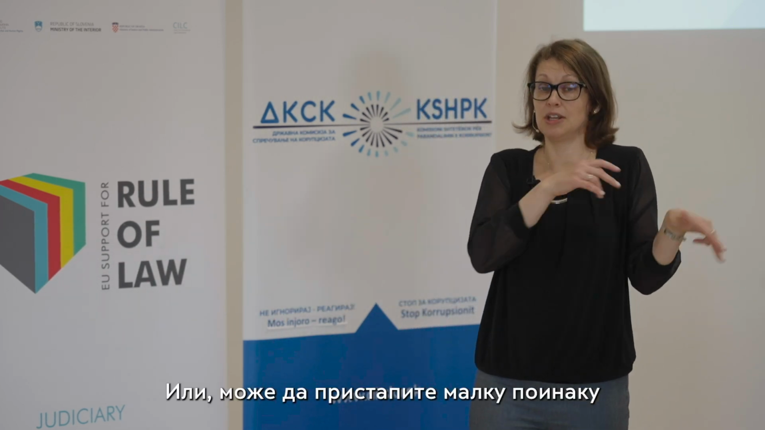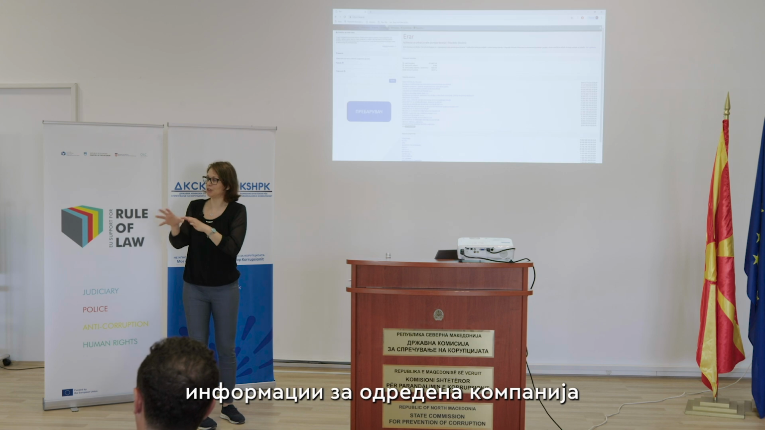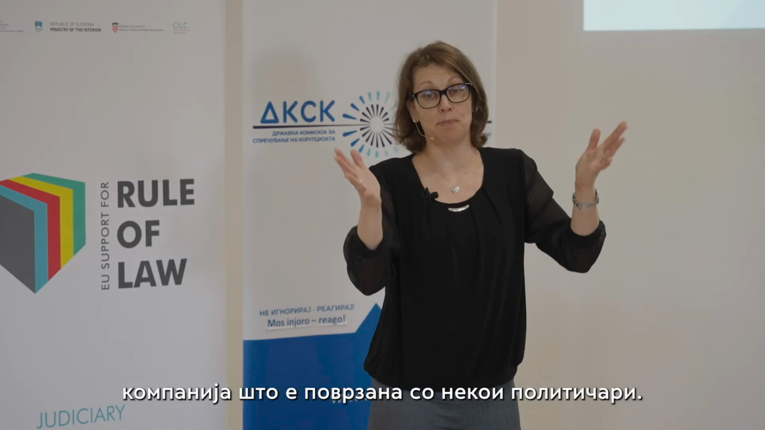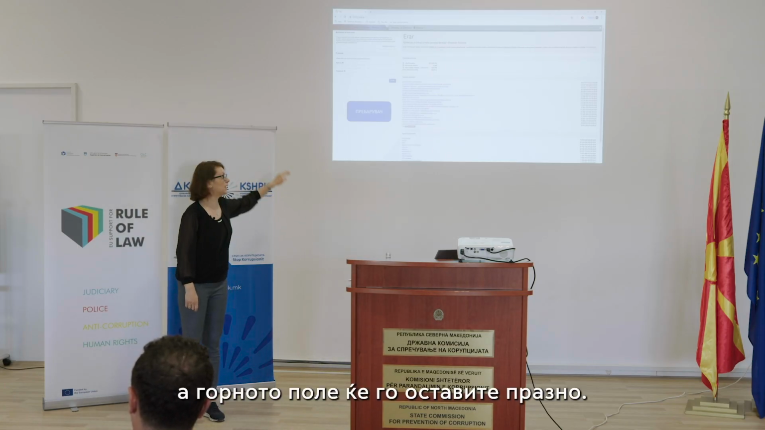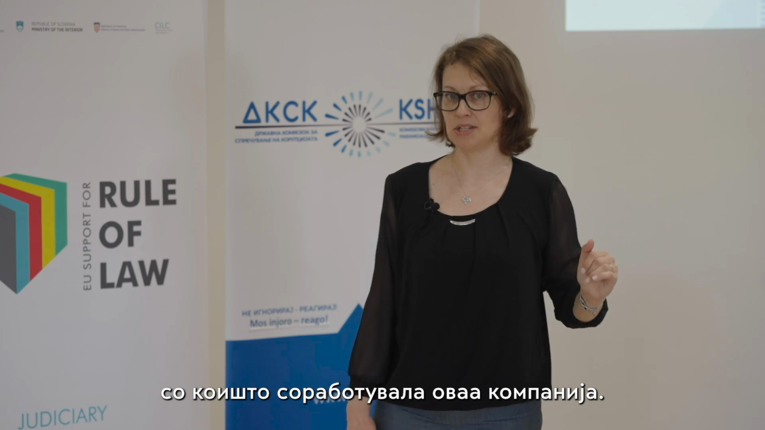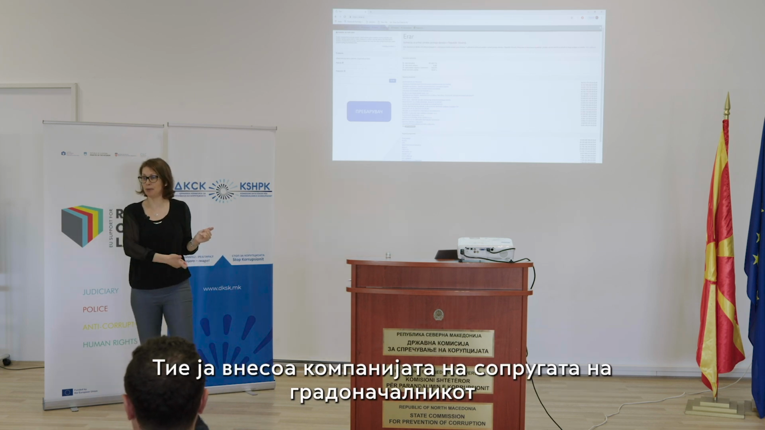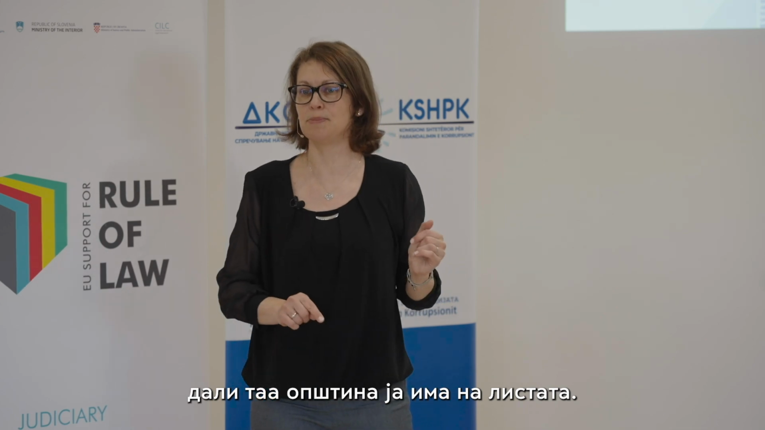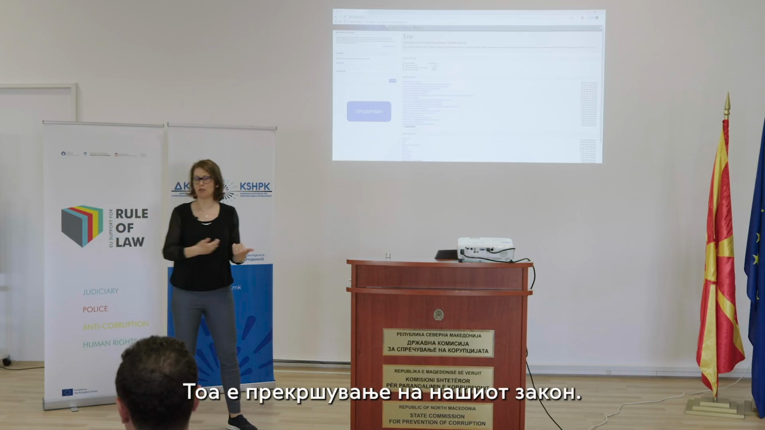Or you could approach the task differently. You want to know some more information about a particular company. You know that one company is connected to some politician. So you would, in the lower, it's not bracket, how it's called? Field. You would insert this company's name and leave the upper field empty. Click search, and then you would get all the transactions and all the public sector entities with whom this company did business. And then if, for example, and this is what the people did, right? So they inserted the mayor's wife's company, and then they just checked on the list whether that particular municipality was on the list. And if it was on the list in that period when her husband was the mayor, voila, it's a breach of our law.